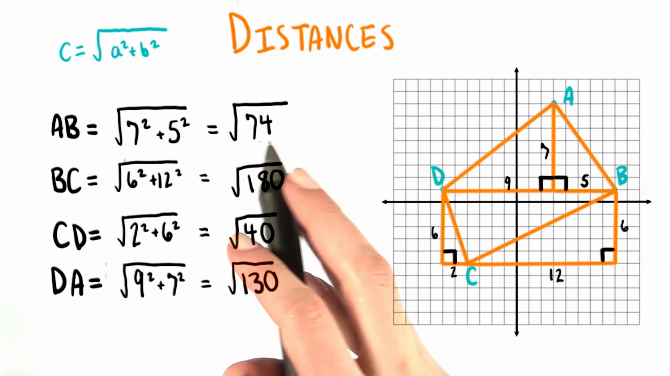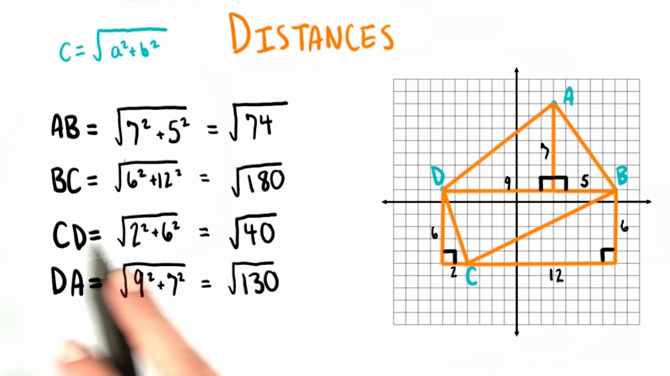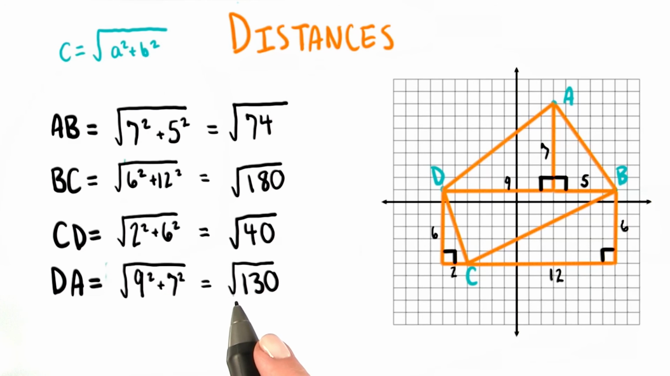The length of AB is the square root of 74, BC, square root of 180, CD is the square root of 40, and DA is the square root of 130.